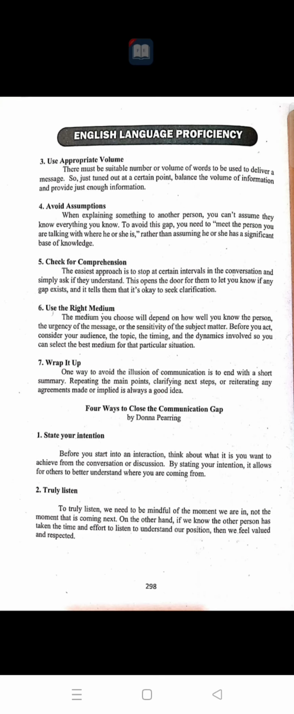The first one is state your intention. Before you start into an interaction, think about what it is you want to achieve from the conversation or discussion. So, it's very natural na baka mamaya hindi tayo magkaintindihan. So, may mga taong ganon.